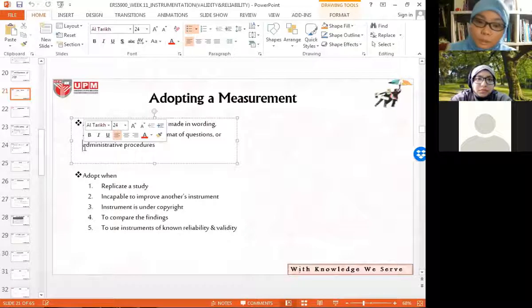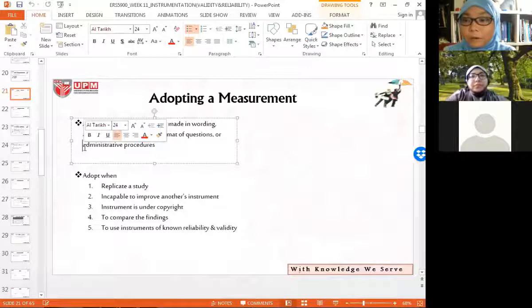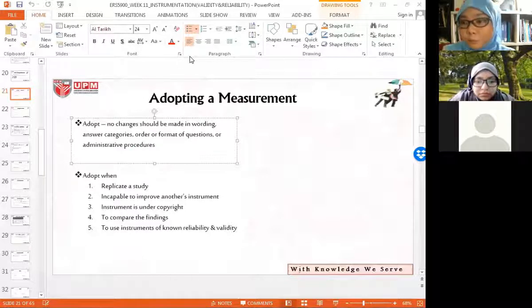said that if you want to use the instrument, you need to interview your respondent personally. So meaning that you have to follow the instruction. You cannot distribute the instrument, leave it, give some time for a respondent to answer. Okay, and then after a while, then you come and collect again. You cannot do that. You have to follow exactly the similar procedure provided to you by the person who developed the instrument. Okay, ini maksud dia adopt.